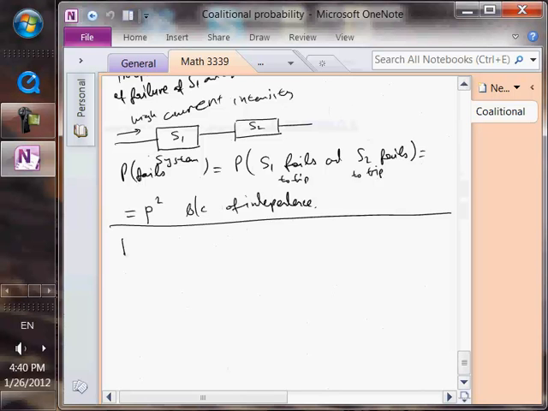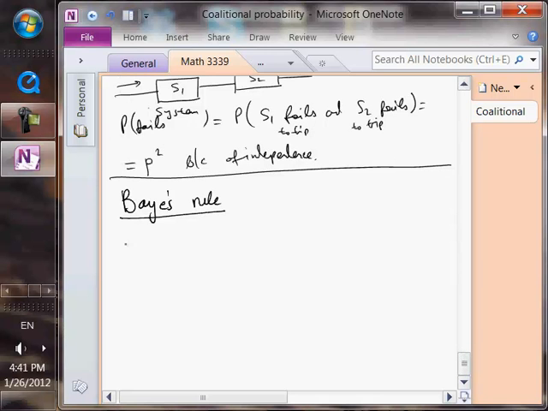So here is Bayes' rule. Actually, I will derive it. So we did the test. Here's the problem. We did the test, and the test came out positive. What is the probability that you have the condition? That probability is called the positive predictive value of the test.